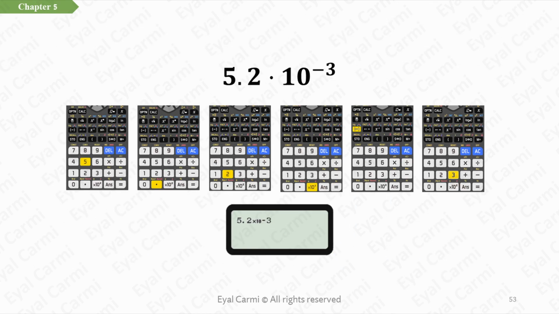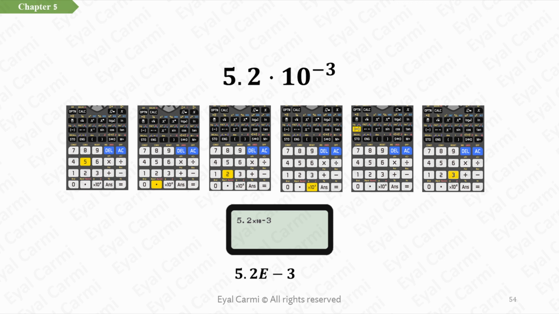Let's do an example, so we can understand how to read scientific notation from our calculator, and how to type numbers in scientific notation when needed to. Let's write 5.2 times 10 to the power of minus 3 in a calculator. For this example, I used the Casio FX991EX calculator. Follow the steps from left to right. Each key press is highlighted in yellow. Below that, we can see the displayed result.